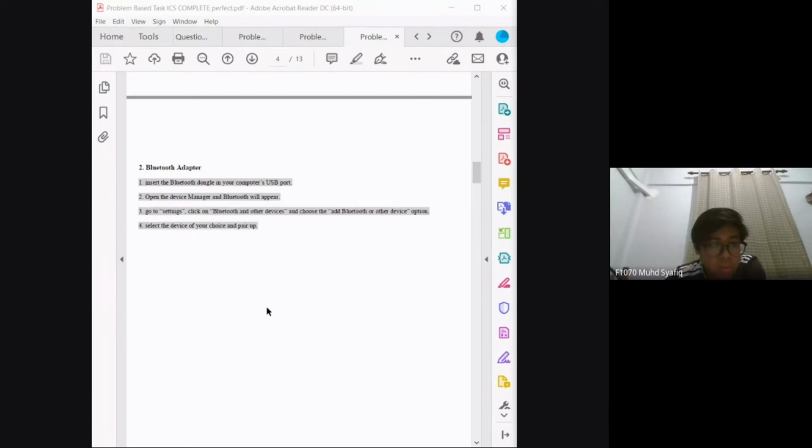So next, Bluetooth adapter. First, insert the Bluetooth dongle in your computer's USB port. Second, open the device manager, and Bluetooth will appear. Third, go to settings, click on Bluetooth and other devices, and choose the add Bluetooth or other device option. Lastly, select the device of your choice and pair up.